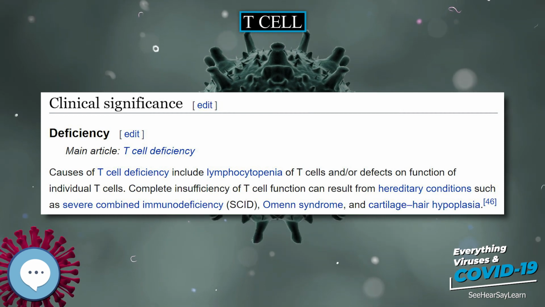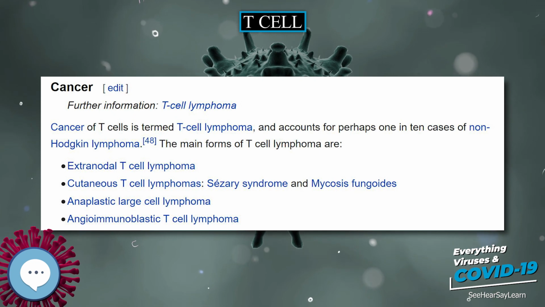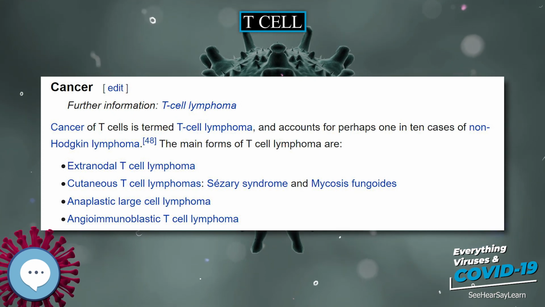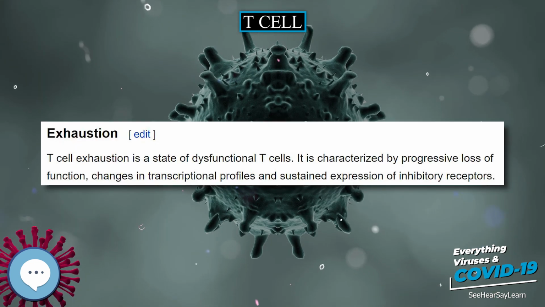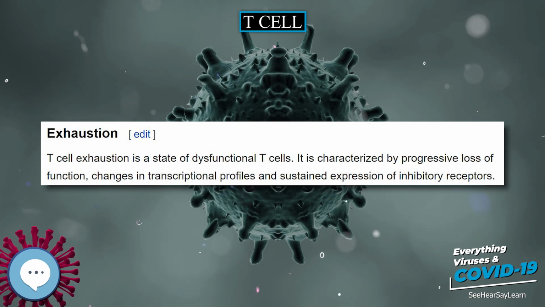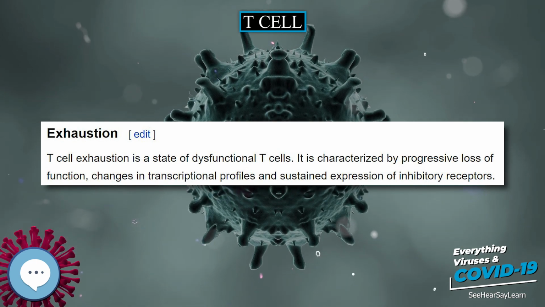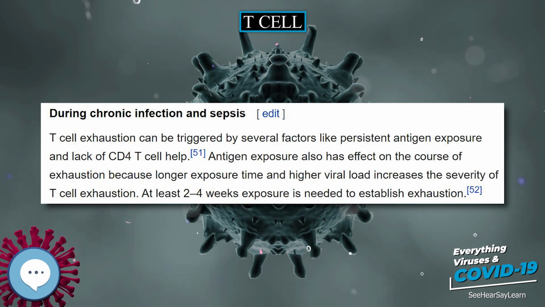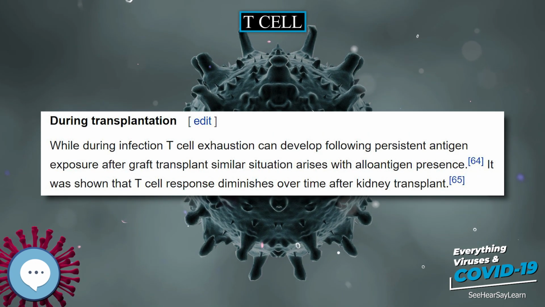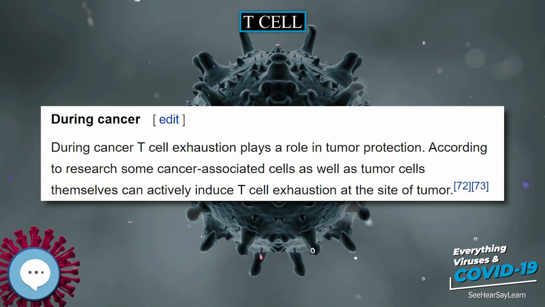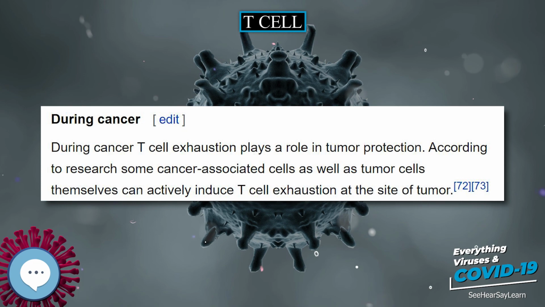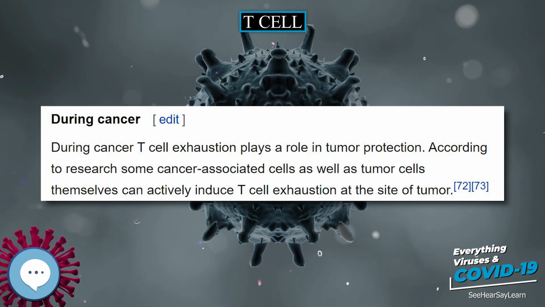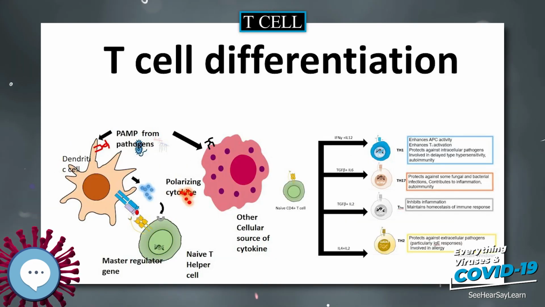While there are data showing that induction of T-cell exhaustion can be beneficial for transplantation, it also carries disadvantages, among which can be counted an increased number of infections and the risk of tumor development. During cancer, T-cell exhaustion plays a role in tumor protection. According to research, some cancer-associated cells as well as tumor cells themselves can actively induce T-cell exhaustion at the site of tumor. T-cell exhaustion can also play a role in cancer relapses, as was shown in leukemia.